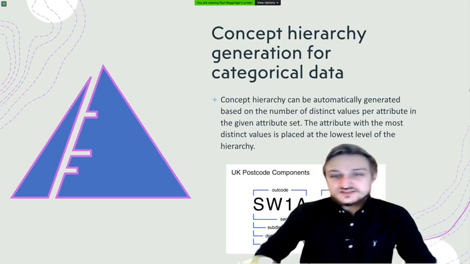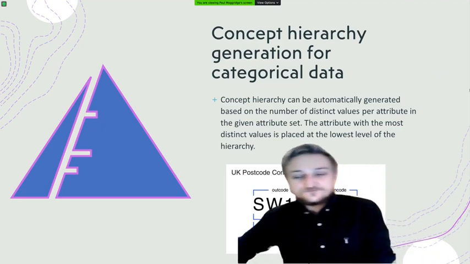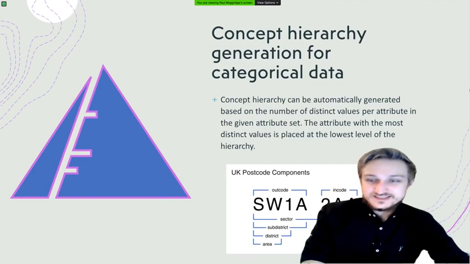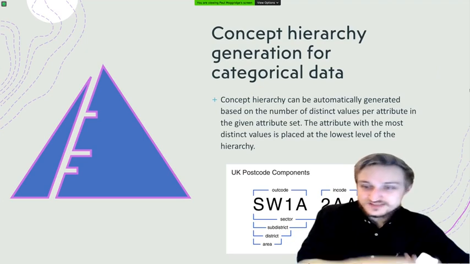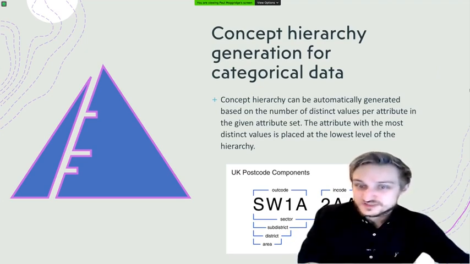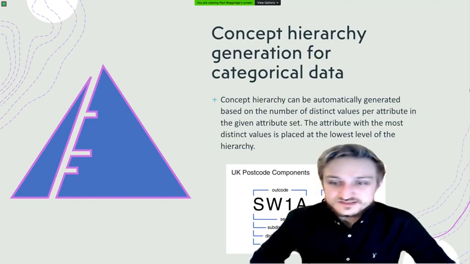And you can see there are lots of examples of hierarchical data in existence. Even things like postcodes have meaning. All the different parts of the postcode narrow down exactly where that property is. So it's possible to apply these concept hierarchies in lots of different places.